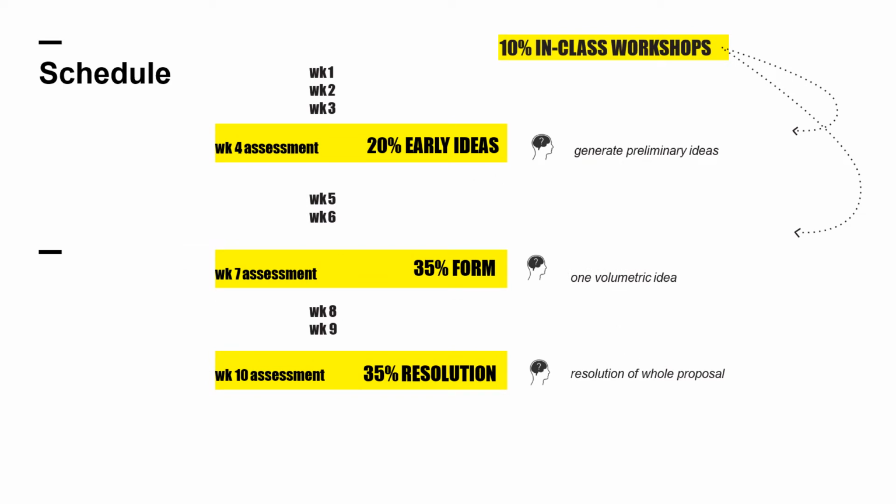So if we have a look at how this plays out across the term, you will see that the in-class workshops are really a way of contributing towards and developing Assessment 2, Early Ideas, Assessment 3, Form, and Assessment 4, Resolution. In the beginning of the term, they're a way of generating and promoting ideation. And later in the term, they prod your ideas and challenge those ideas and hopefully move them in different directions.